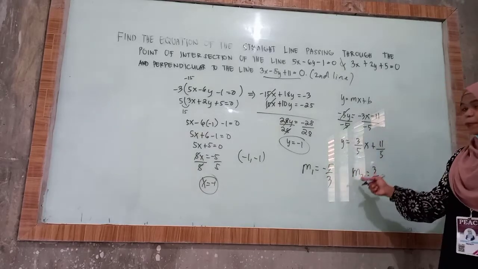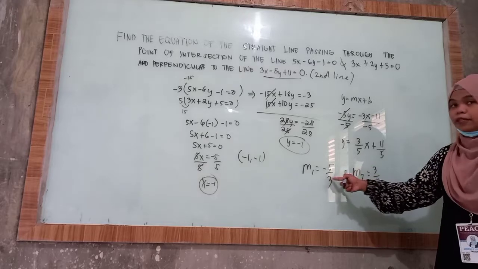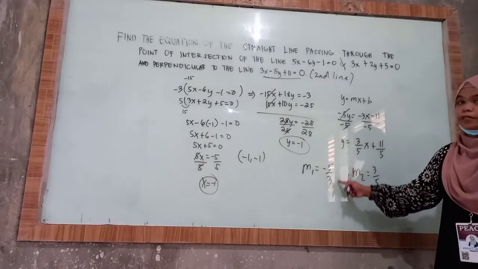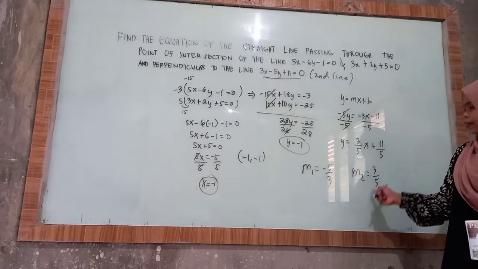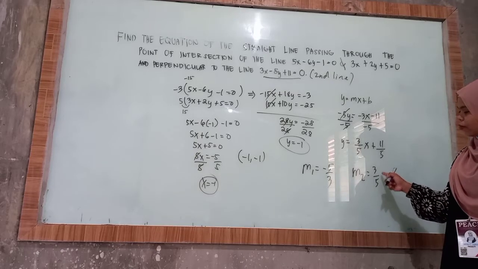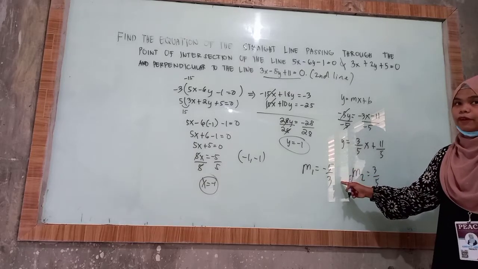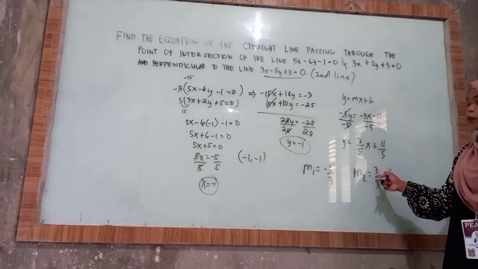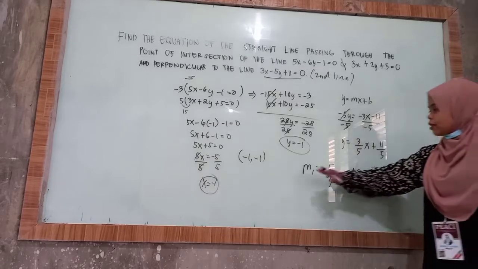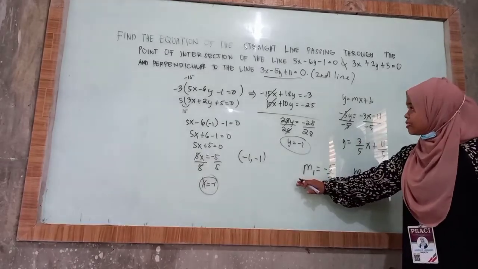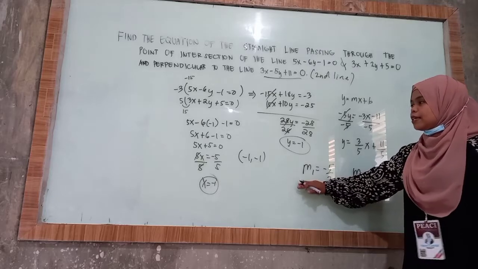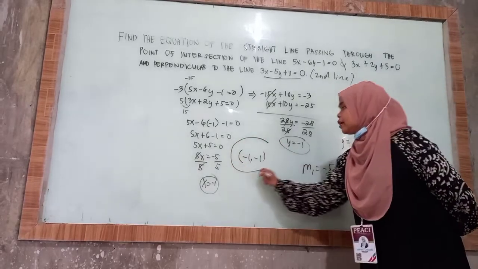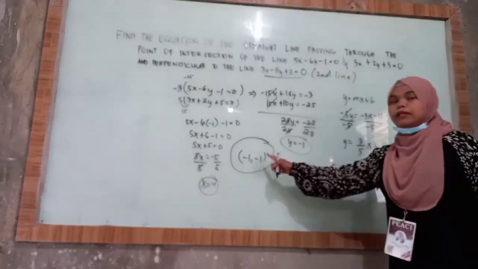Bakit? Kasi po, pag perpendicular, dapat opposite sign pero reciprocal sila. Okay? So, the reciprocal of 3 over 5, so negative 5 over 3. Kasi, kukunin natin yung opposite sign. So, this is the slope of the first line na hinahanap natin. At the same time, we have the point, kasi dumaan daw dito.